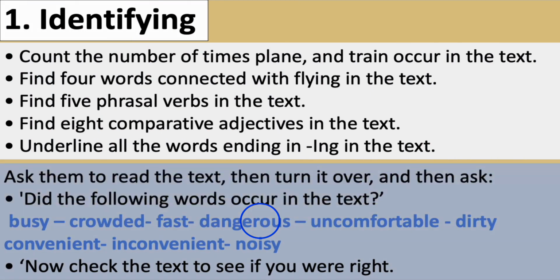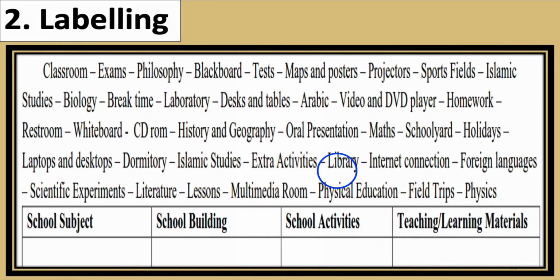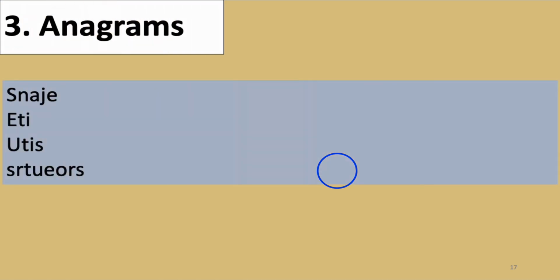Also here are some of the practice activities that we can relate to. We have talked about them before. We have identifying: count the number of times plane and train occur in the text, find four words connected with flying in the text, find 5 phrasal verbs in the text. It can be labeling. For example, we have a chart and we label. It can be anagrams. Anagram means we have a word, but the letters are not organized. We need to organize.